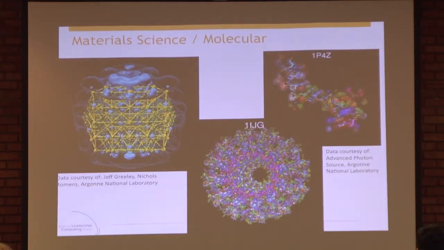Some examples of different materials science and molecular data. The example on the left is a simulated data set. It's a nanoparticle data set. The other two were proteins that were structured at the Advanced Photon Source. And I'll give an example a little bit later of some tools that you might use to do visualizations like this.